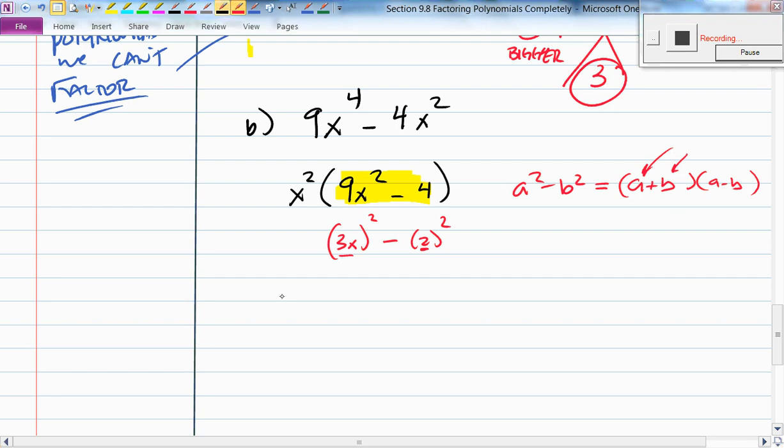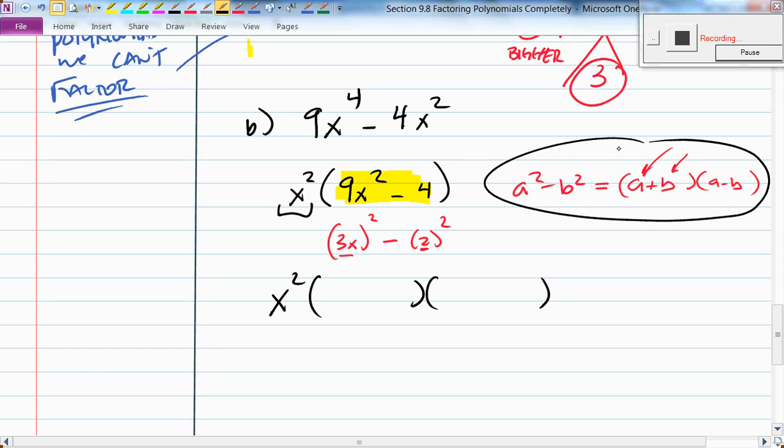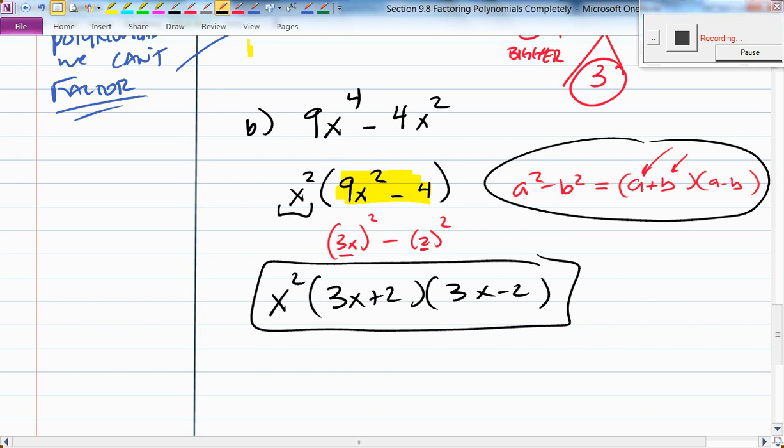So here's what I have. I have x squared from the outside piece. Then I have a product of two binomials. And according to my factoring flowchart, I will have 3x plus 2 and 3x minus 2. And that's my answer. All right? That was a tough one. But you've got to use that flowchart.